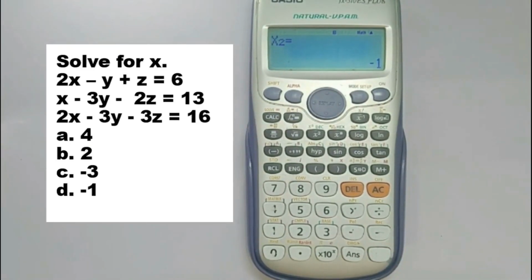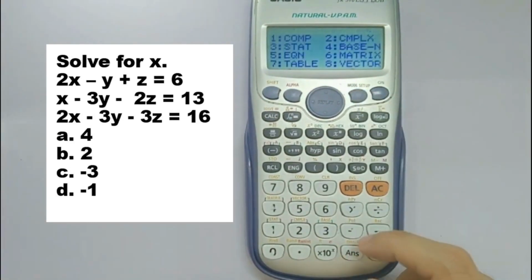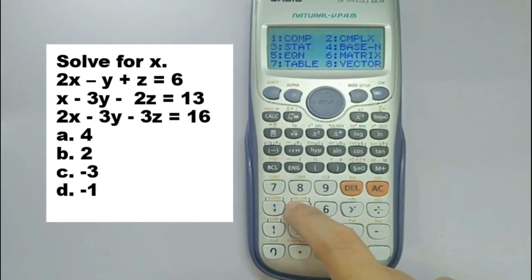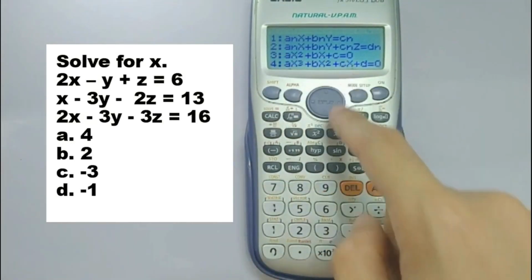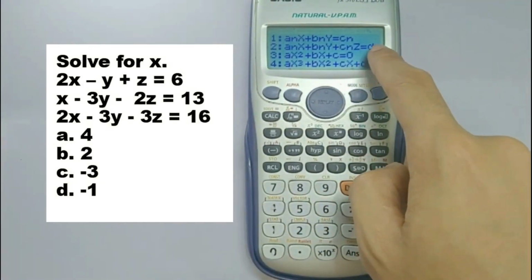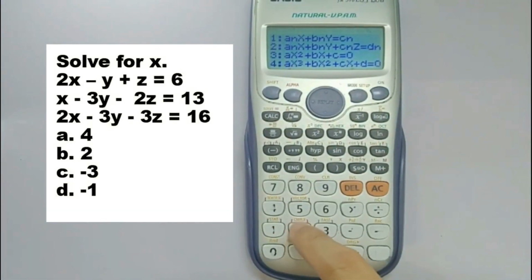In this next problem, guys, we are required to find x in this three equations, three unknowns problem. We have 2x minus y plus z equals 6, x minus 3y minus 2z equals 13, and 2x minus 3y minus 3z equals 16. So here, mode, equation, 5. Then for three equations, three unknowns, we use number 2. The placing of the constant is after the equal sign.